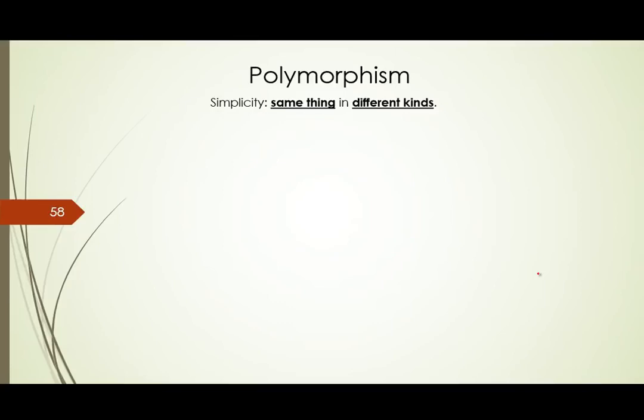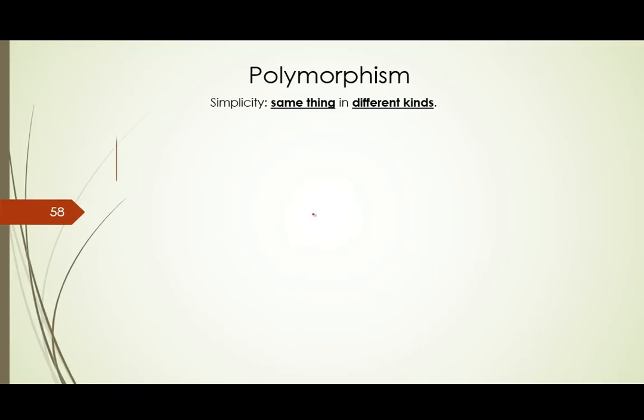Polymorphism means same thing in different kinds. So to simplify that, let's say you have a toy, and it's just a toy. And it's the same toy you can buy in red, green, and blue color. That's it, the three different flavors. That's polymorphism. That's the real life example.